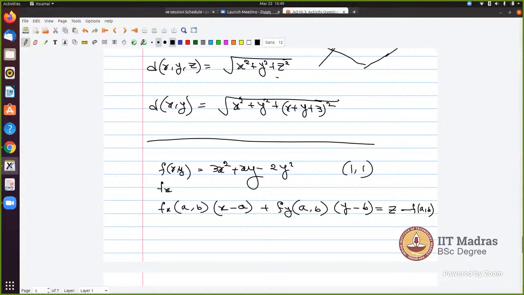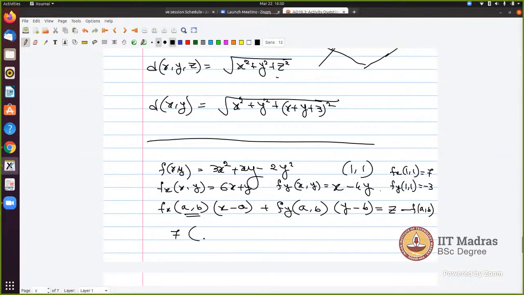What is fx here? 6x plus y. What is fy here? x minus 4y. My point is 1 comma 1, so what is fx at 1 comma 1? It is 7, right? And fy at 1 comma 1 is minus 3. I'm getting that also, sir.